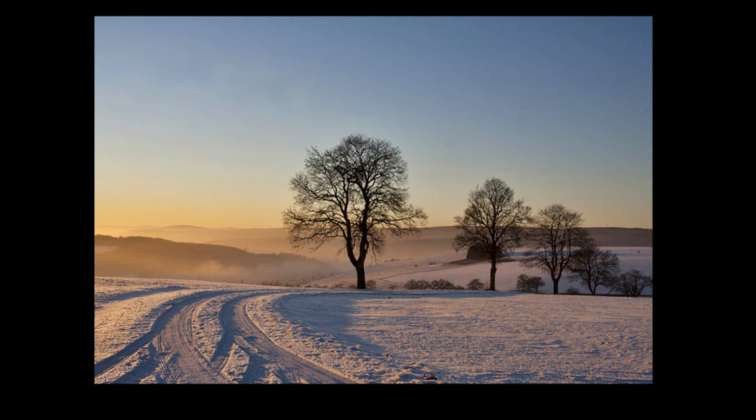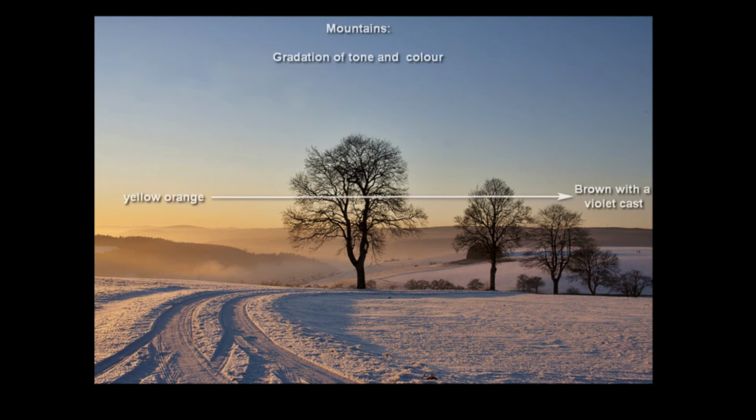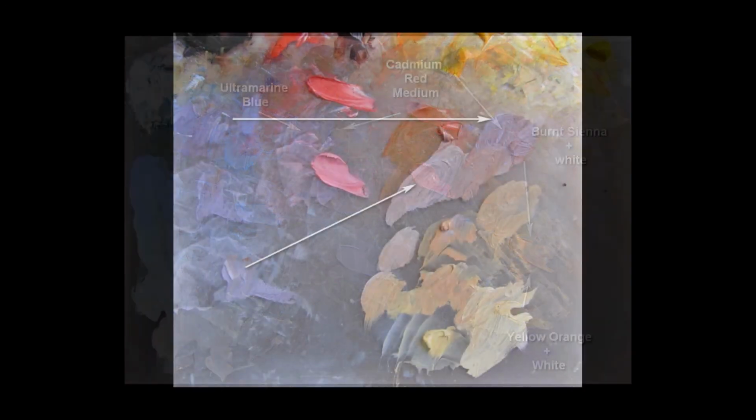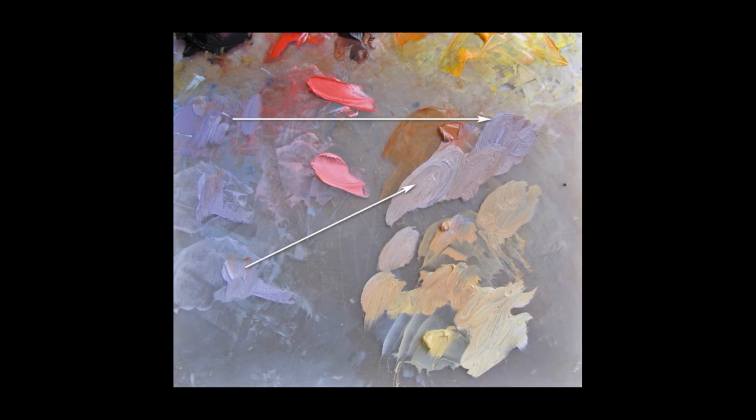Looking at the mountains, I see that they go from a yellow-orange to a brown that seems to have a violet cast to it. Here is how that is played out on the palette. There is a light tone of yellow-orange. There's a mixture of burnt sienna and white. These two are mixed together to yield an intermediate tone and color. The cadmium red and ultramarine blue are mixed to yield a red-violet. As I paint, I mix this violet into the sienna and yellow mixture with my brush to test and try out the colors.